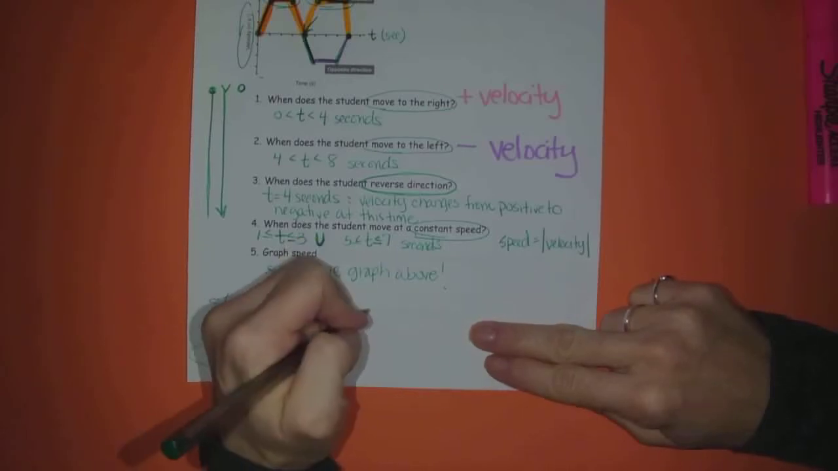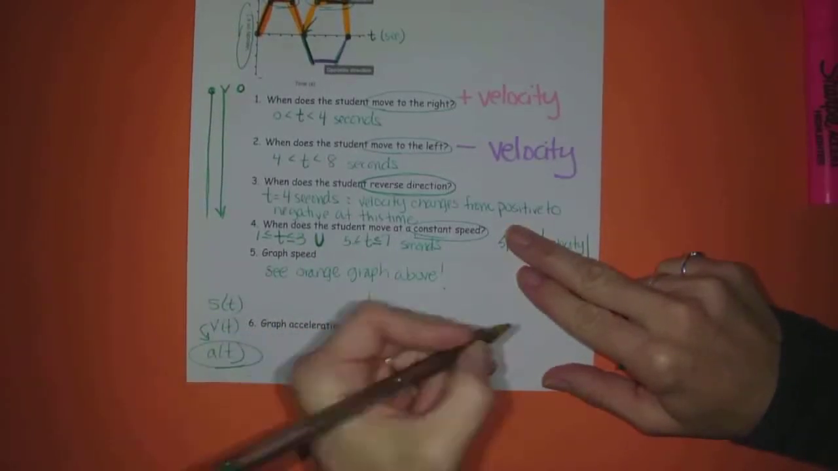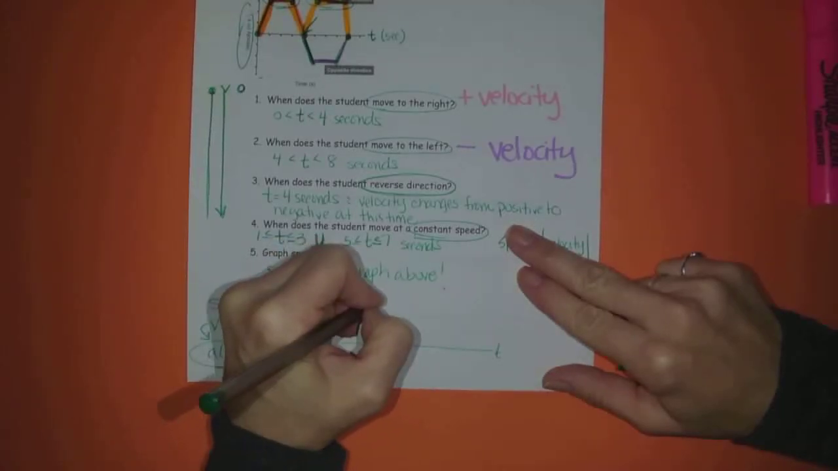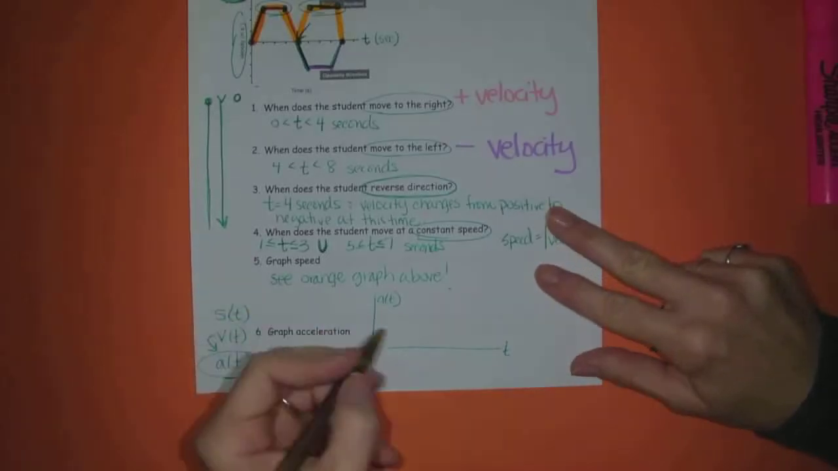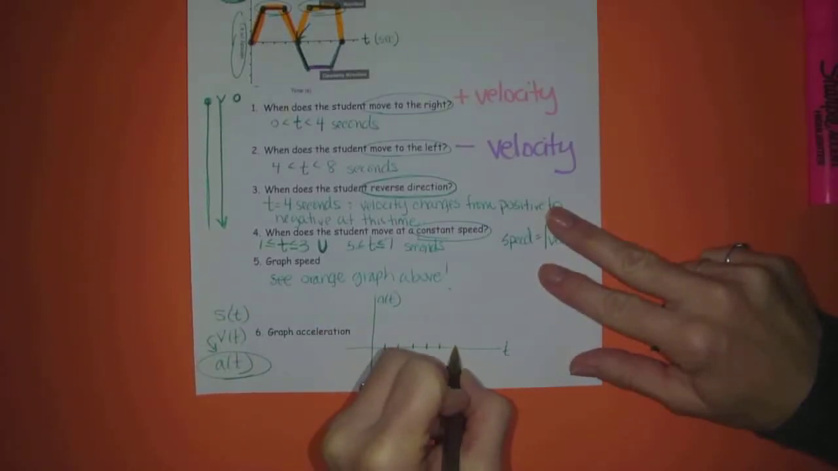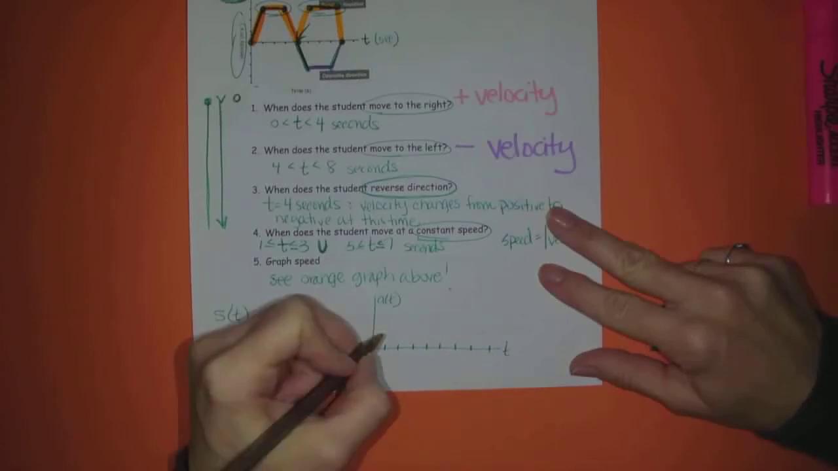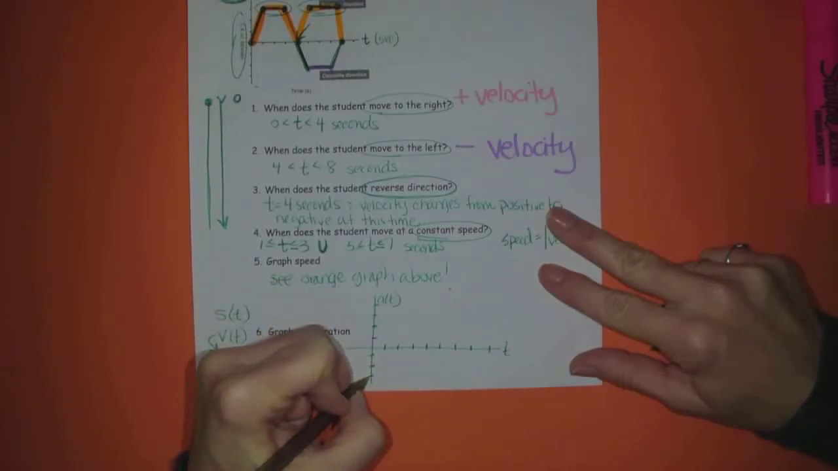So this one I am going to make a new graph for. So this will be time and acceleration, a of t. And I am going over an 8-second interval, 1, 2, 3, 4, 5, 6, 7, 8. 1, 2, 3, 4, come down here.